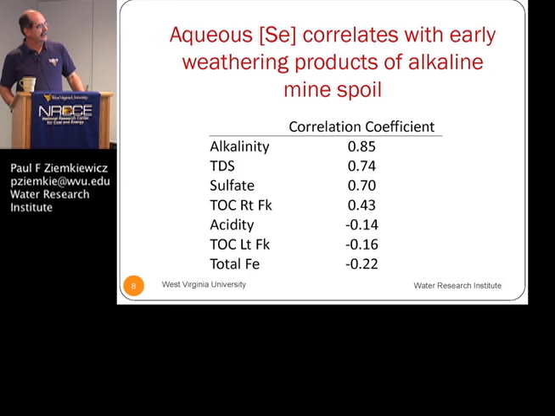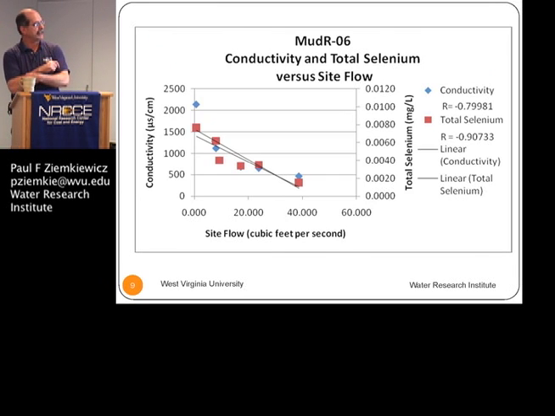This slide 8 shows the correlations. There's a high correlation between alkalinity and selenium, TDS and selenium, sulfate, even total organic carbon in the right fork. But the 3 are alkalinity, TDS, and sulfate. All are correlated with selenium. And basically that's your mountaintop mining signature.